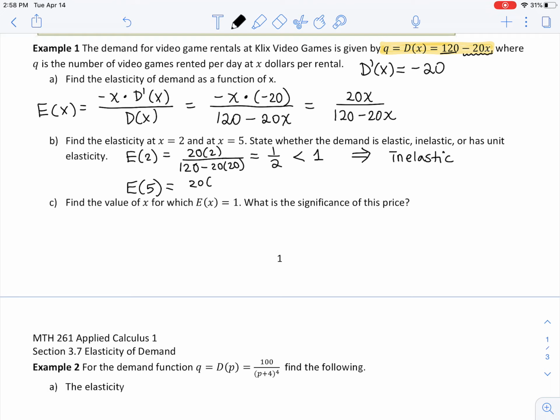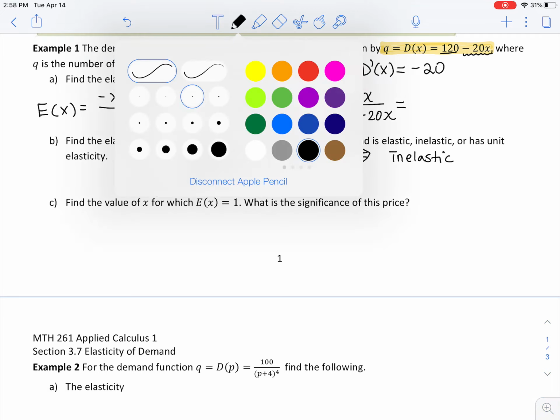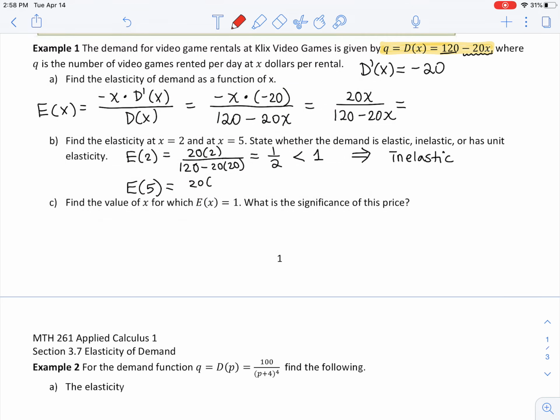All right. And they also gave us a different value, right? Plug in x equals 5 into our function this time. 20 times... You know what, guys? We could have simplified this function a little bit. We can divide everything by 20, and have x over 6 minus x. That would have been easier for us to evaluate. I think I'm going to use that one here. 5 divided by 6 minus 5. That's going to be 5 over 1. Oh, so it comes out to be just 5. Definitely that is greater than 1.